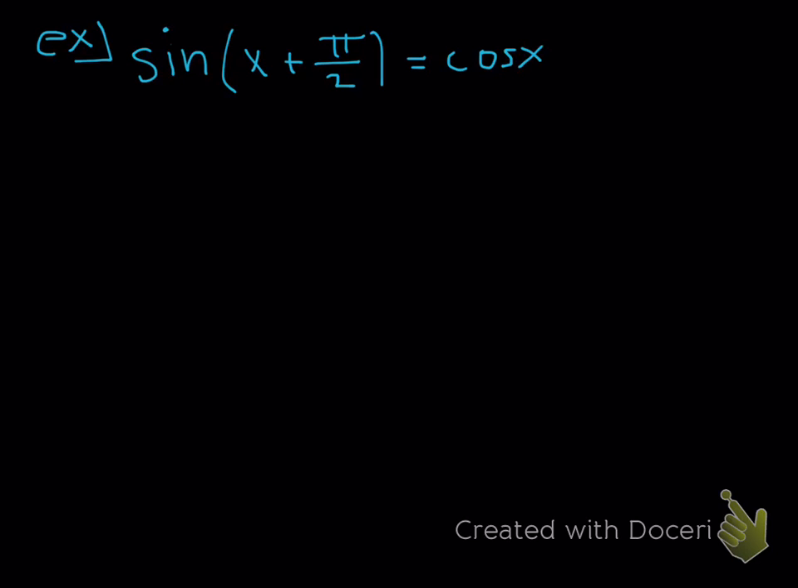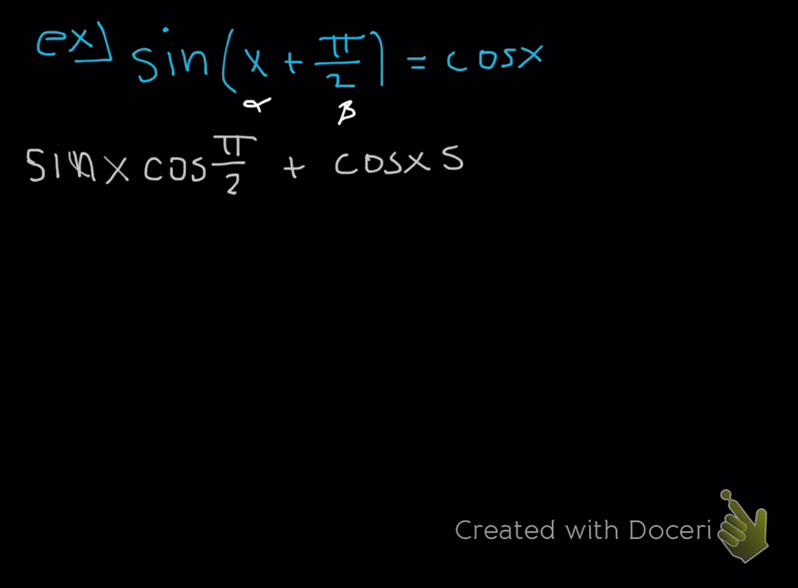So the first thing you notice is that there is no more alpha and beta, but we would view x as the alpha in the formula, and we would view pi over 2 as the beta in the formula. So it's a simple transition using the formulas. Based on the formula, we would be looking at the sine of alpha plus beta, and I would use that formula. So I would split it up, and I have sine of x times cosine of pi over 2 plus cosine x times sine of pi over 2.